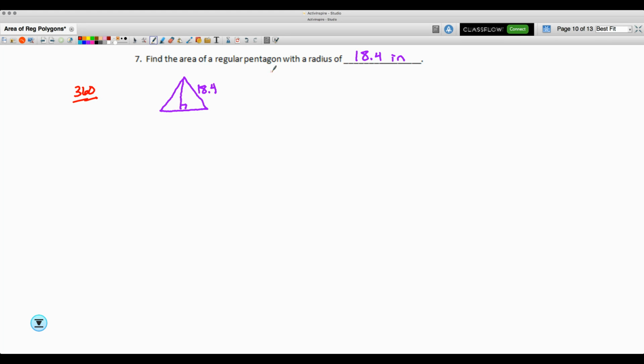So if it's a pentagon, the number of sides would be 5. So we divide by 5, get 72. So then take half of 72, because remember that's the whole central angle formed by the 2 radii. So half of that's 36. So I don't have the apothem or the number of sides.